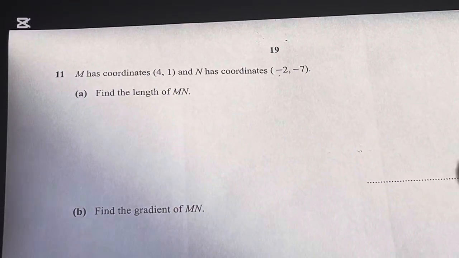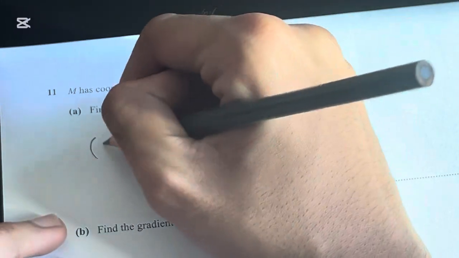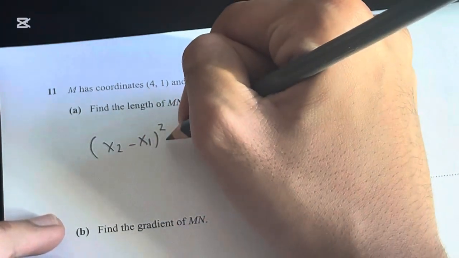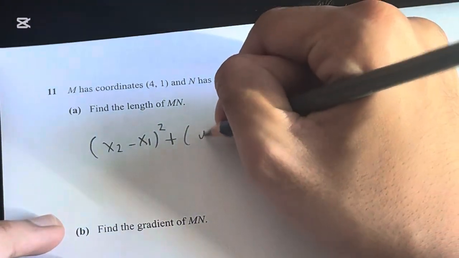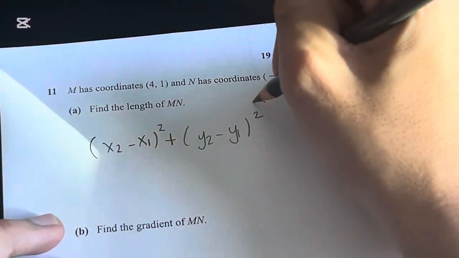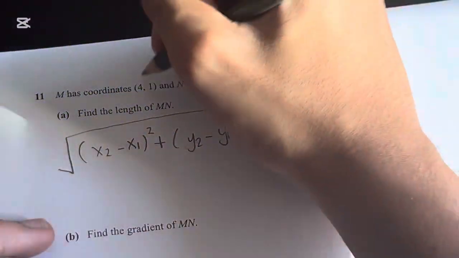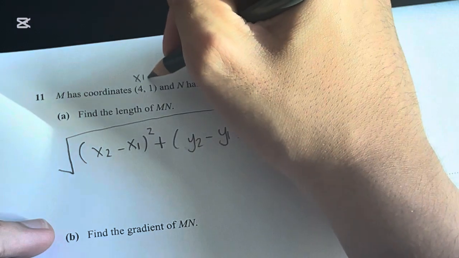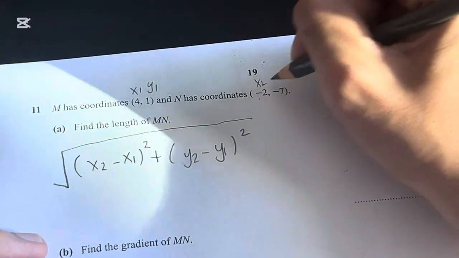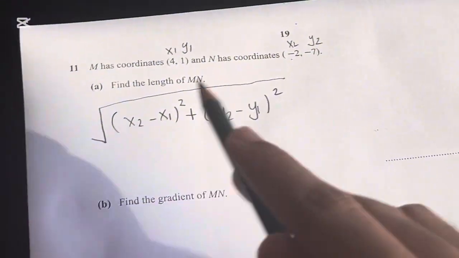So the way we're going to find the length is that we're going to use this formula. We're going to take x2 minus x1 whole squared plus y2 minus y1 whole squared, and we're going to square root the entire thing. So I'm going to call this 4 x1 and 1 y1, and I'm going to call -2 x2 and -7 y2. Now we can just plug in the values into our formula.